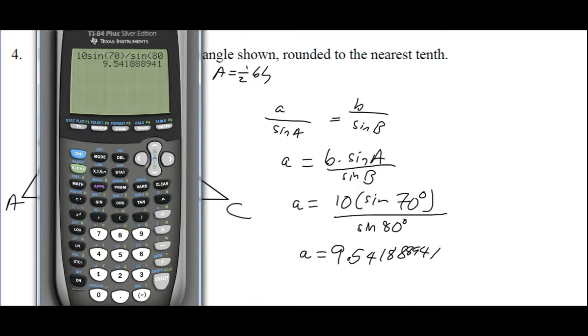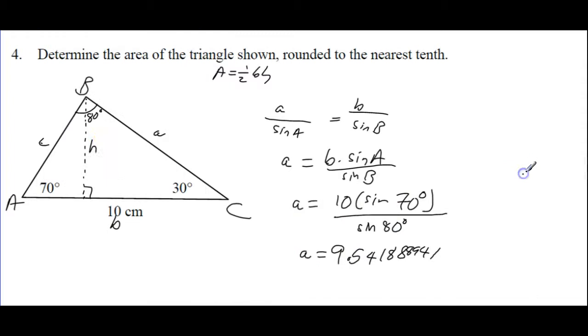1888941. Check that. Okay. So remember, we need to use this number, right? Because we are after this height. Area is 1/2 base height. We got the base. We need the height. This is a right angle triangle, right?